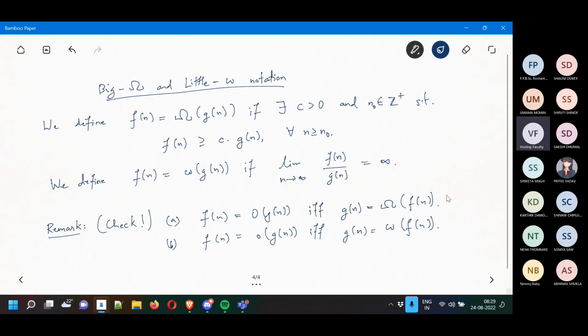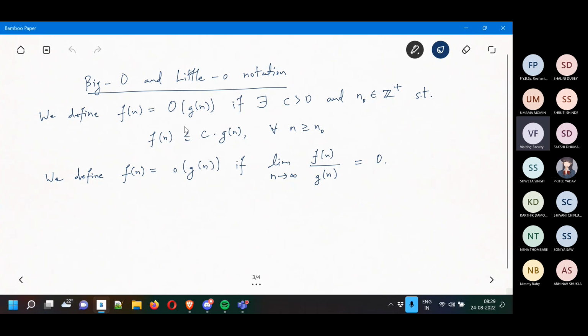Is that clear? Sir, can you explain big omega again? Okay. So same thing. So f of n is big omega of g of n. Just like big O on the previous slide, where there is a constant and n naught that says that eventually, up to a constant, we have less than or equal to.